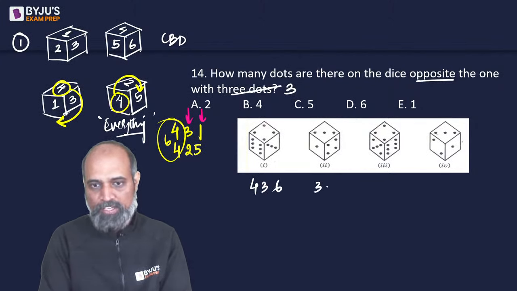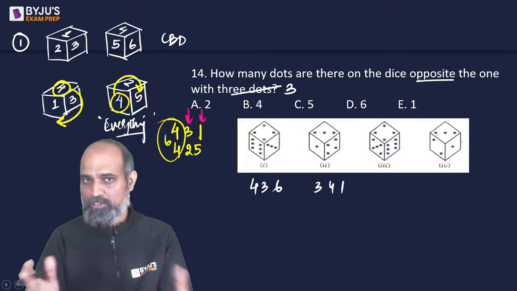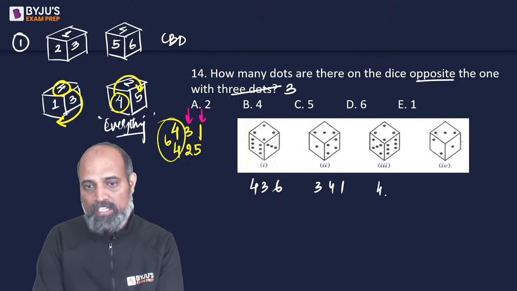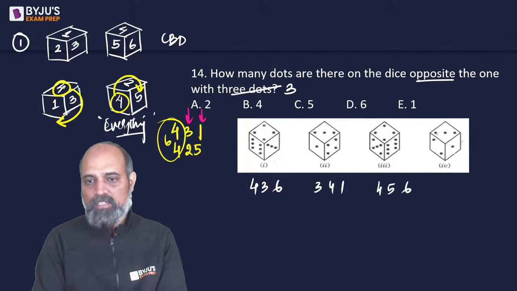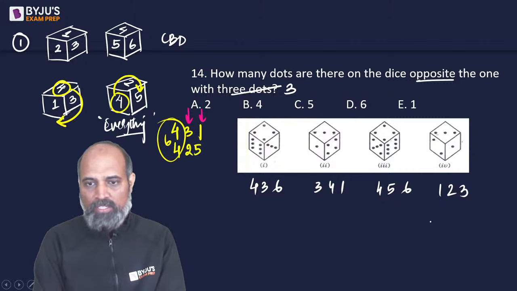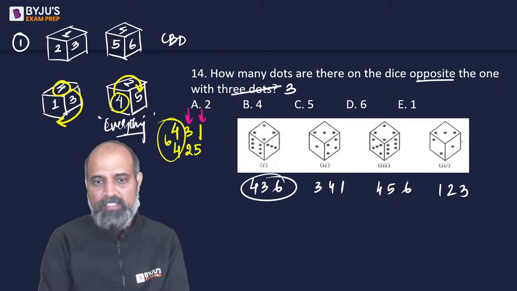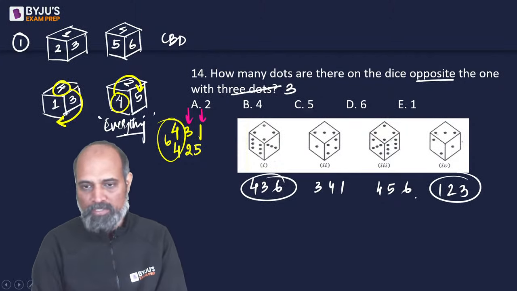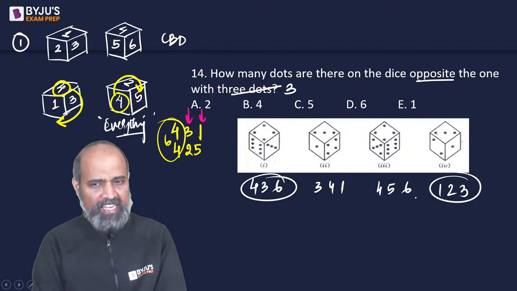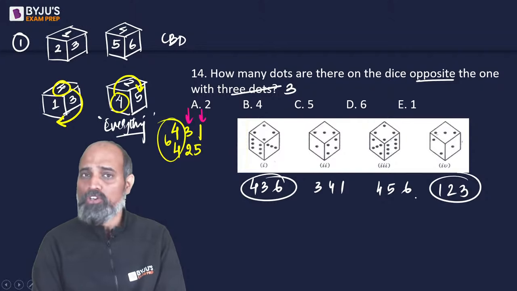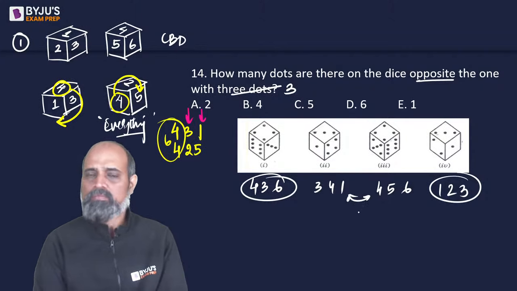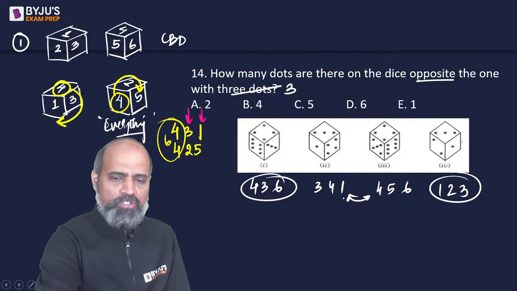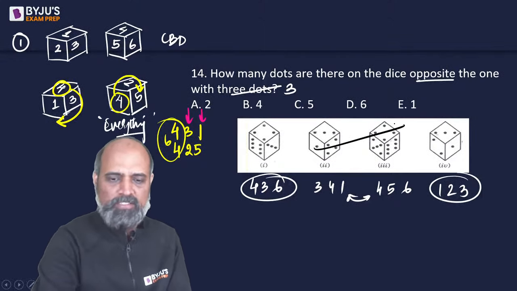We have 3, 4, 1. I'm not writing clockwise because I don't know which one is common. The next one is 4, 5, 6. And the last one is 1, 2, 3. Okay, which 2 to take? We are going to take the first and the last because only 3 is common. I can also take the second and third because there only 4 is common. है ना? कोई भी एक ले सकते हैं. So चलो, I'll take the first and the last.